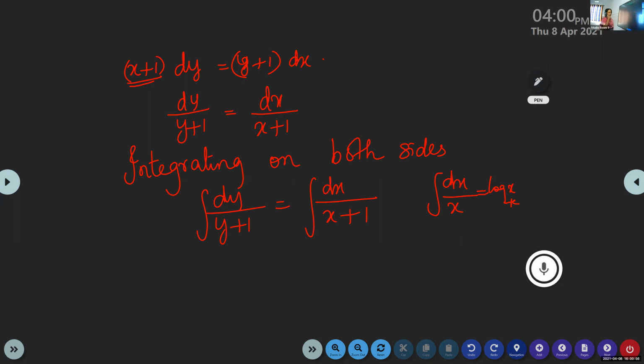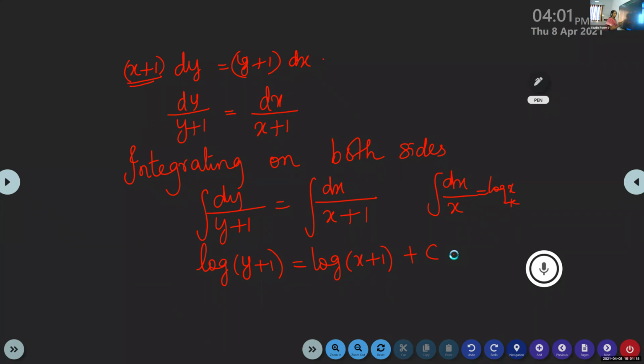Okay, Aishwarya, give the answer. Log of y plus 1 is equal to log of x plus 1 plus some constant c.